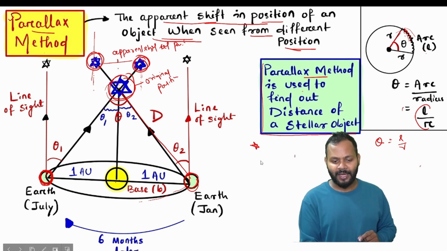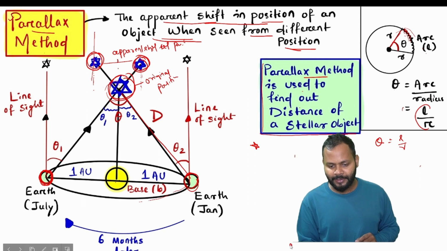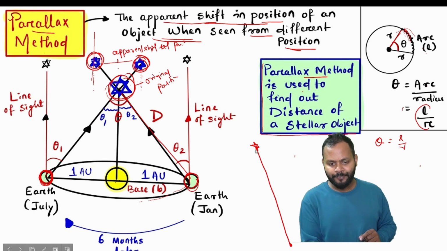Let's say this is the star. It's a very far distance. This is a viewpoint, okay. This is the viewpoint from Earth. Can I say this if the distance is very high? When the distance is very high, right?